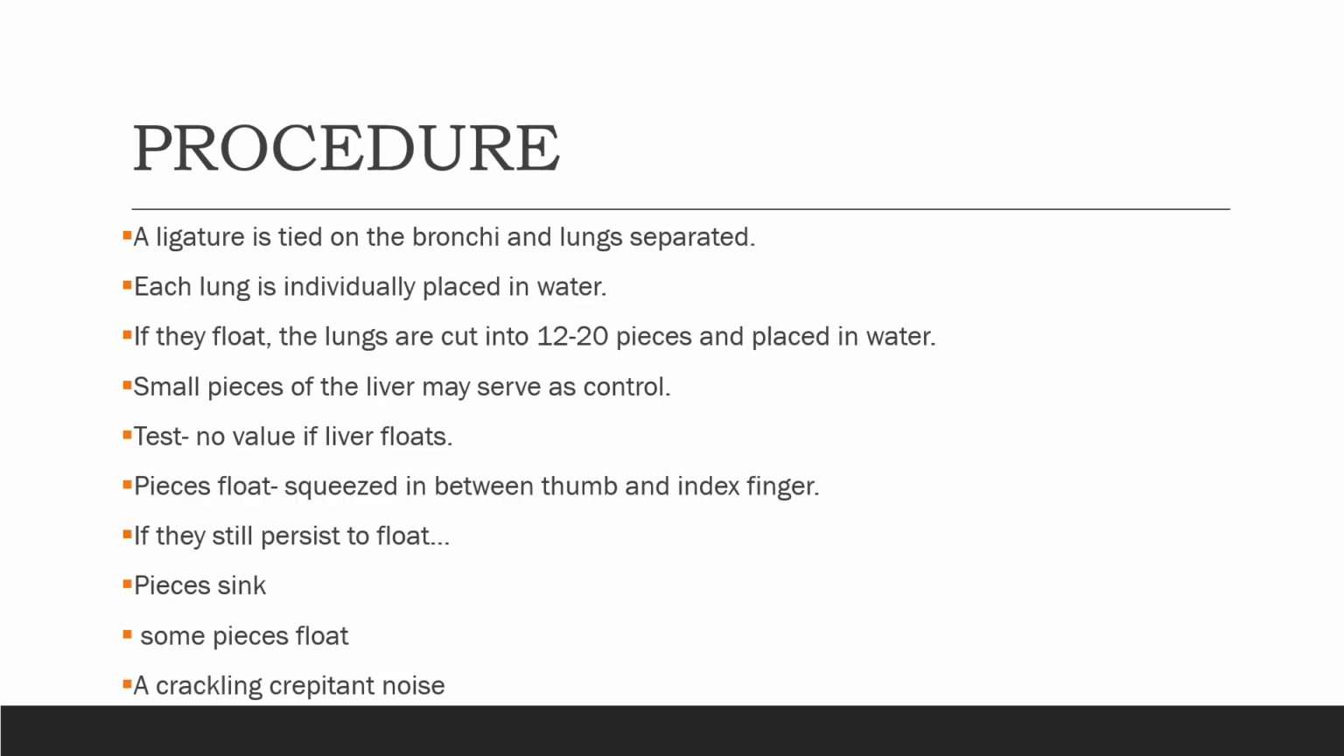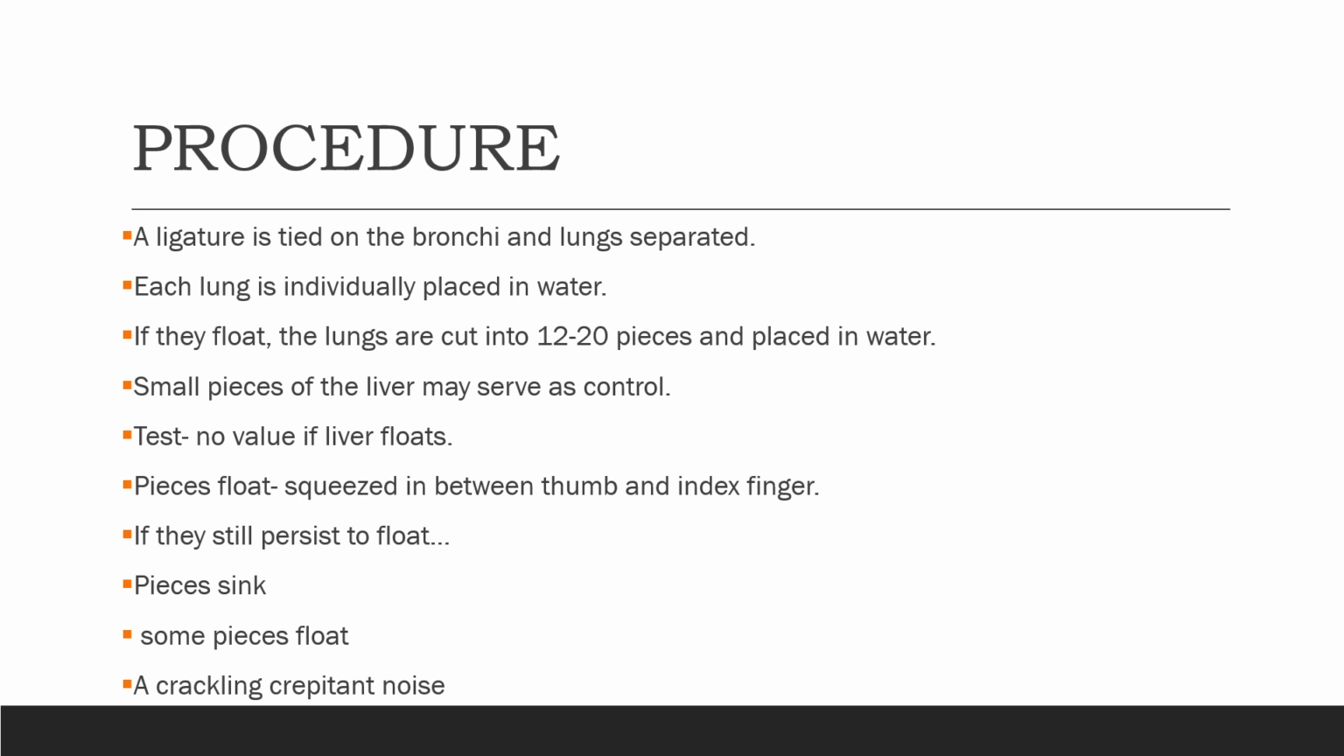and after respiration it drops down to 940. So what is the procedure behind it? Firstly, we take the lung sample from the child or the baby that has lost its life, and we put a ligature over the bronchi and the lungs are separated. Then we place the lungs individually in water. If the lung starts floating, we cut it into 12 to 20 pieces and again place it in the water.